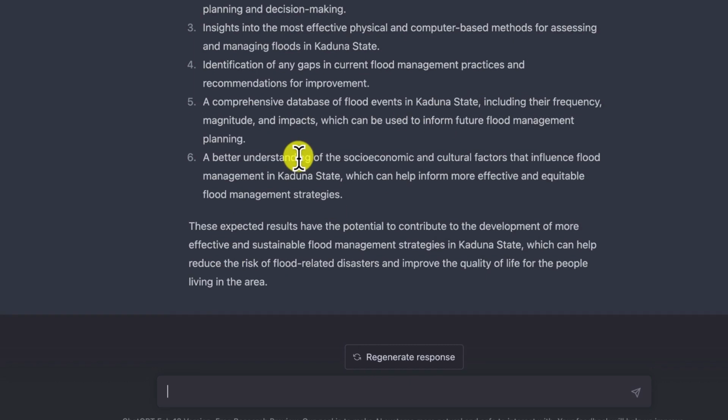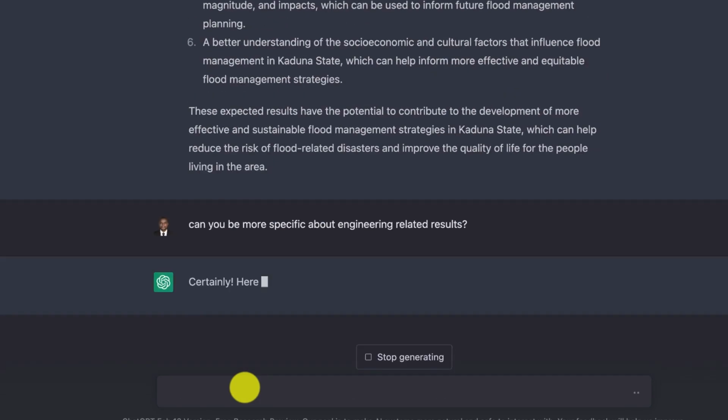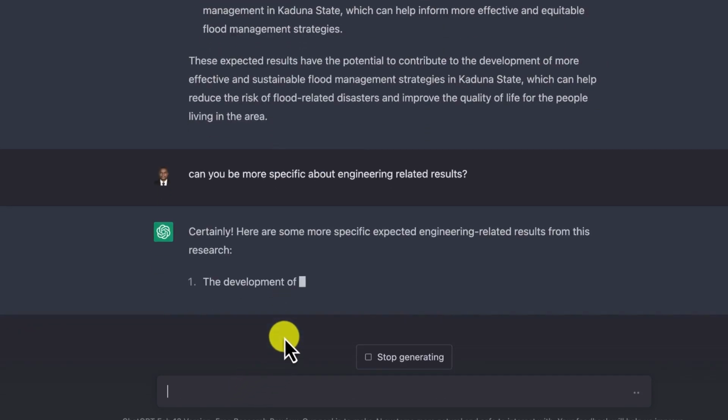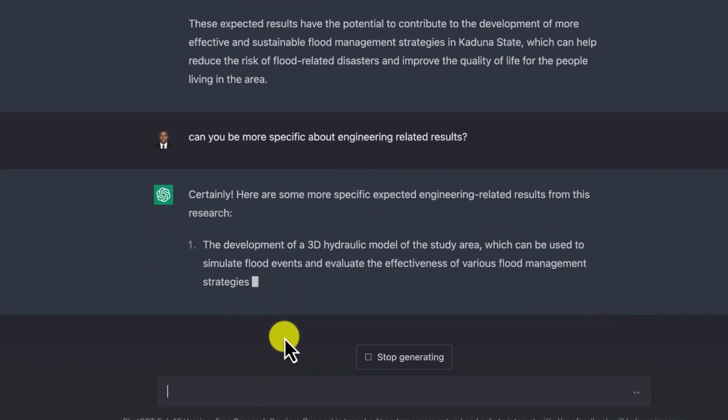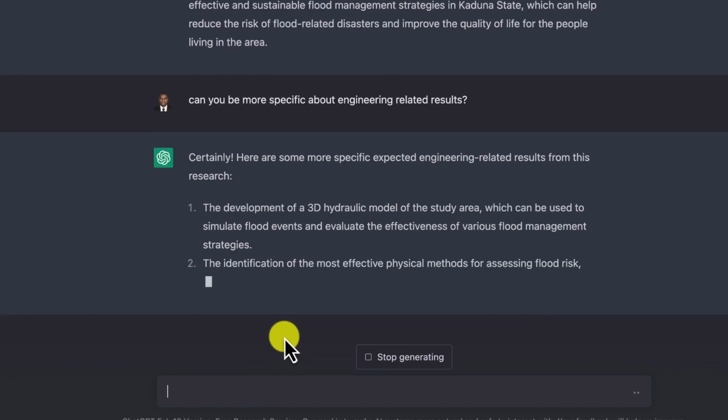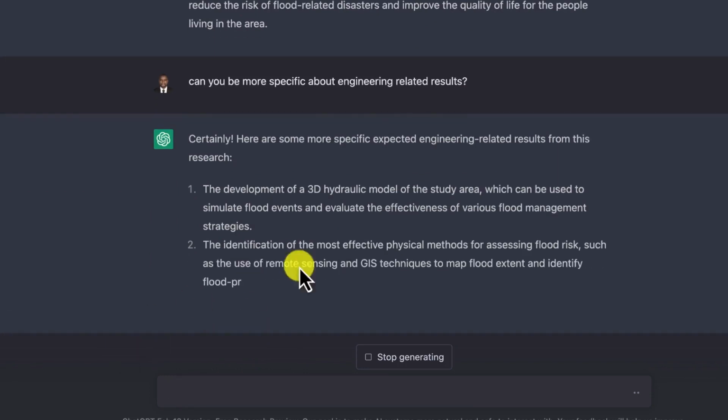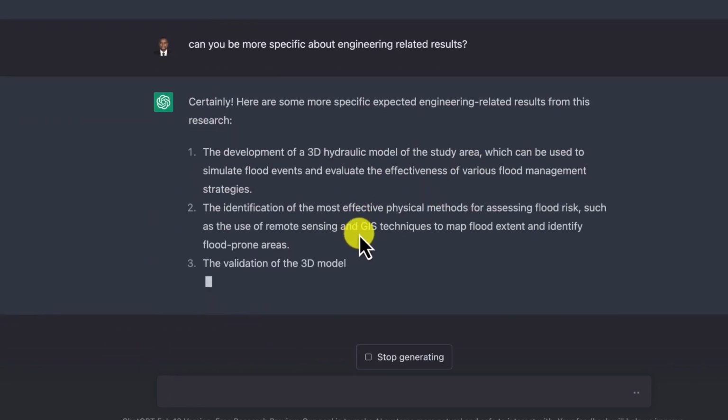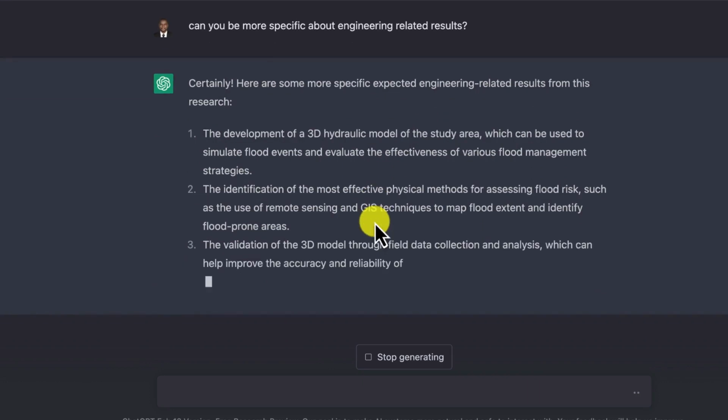Can you be very specific about engineering related conclusions, okay, or engineering related results? Can you be more specific about engineering related results? Ask it this question, and it's great to narrow it to engineering related things only. The development of a 3D hydraulic model of the study area would be done, which can be used to simulate flood events and evaluate effectiveness of various flood management strategies, identification of the most effective physical methods.